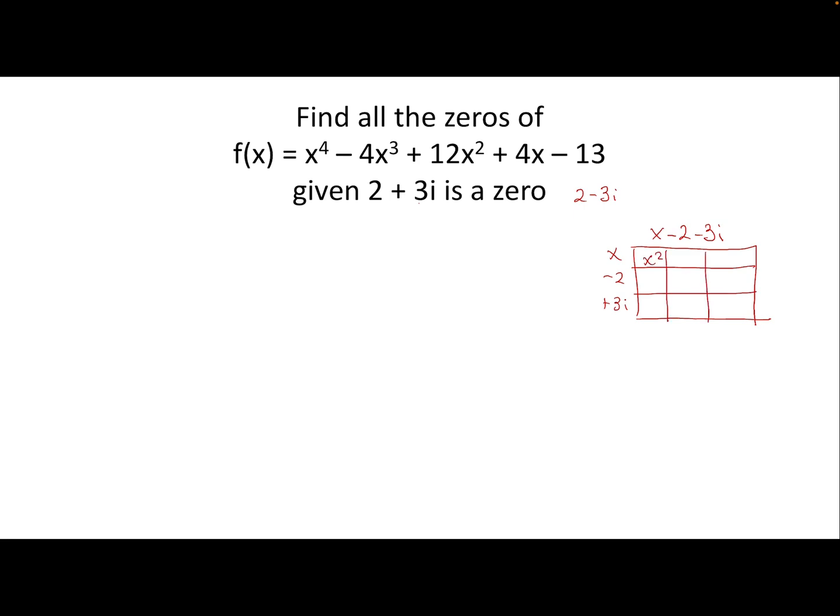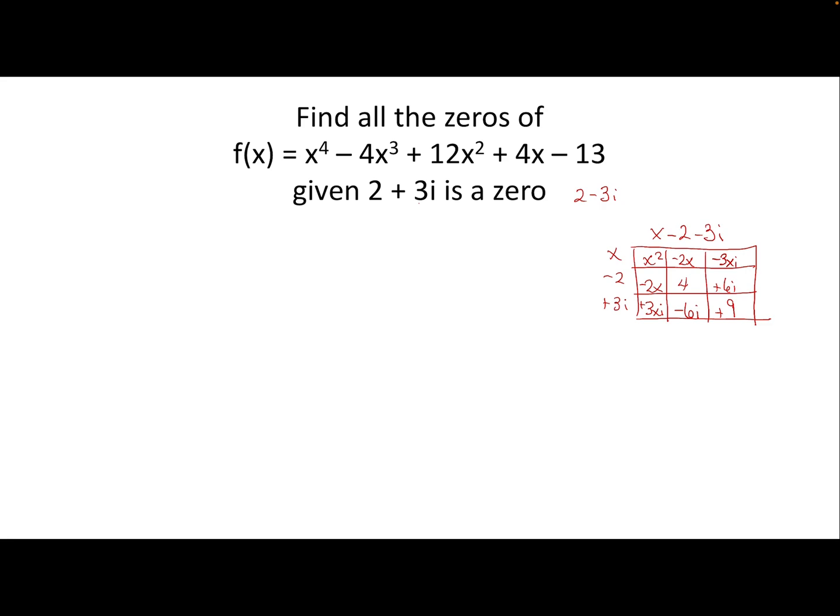So x times x is x squared, x times a negative 2 is a negative 2x, x times a negative 3i is a negative 3xi, negative 2 times x is a negative 2x, negative 2 times negative 2 is a positive 4, negative 2 times a negative 3i is a positive 6i. Positive 3i times x is a positive 3xi. Positive 3i times a negative 2 is going to become a negative 6i. And positive 3i times a negative 3i is a negative 9i squared, which is the same thing as a positive 9.